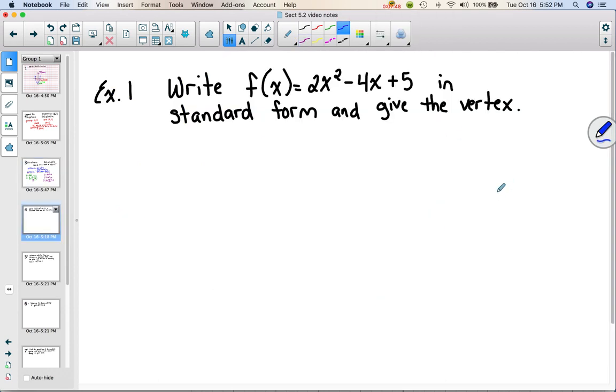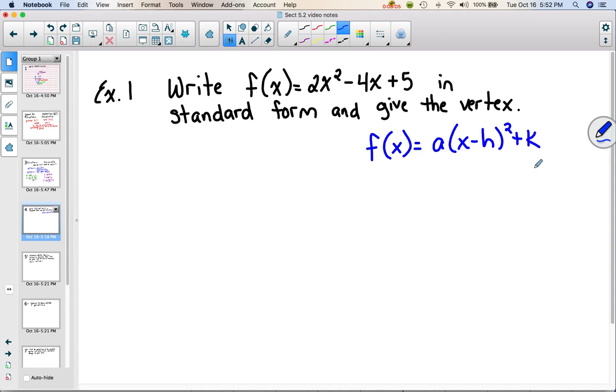So for this first example, write f of x equals 2x squared minus 4x plus 5 in standard form and give the vertex. Remember, standard form is we're looking for this. This is in general form. We want to change it to this.